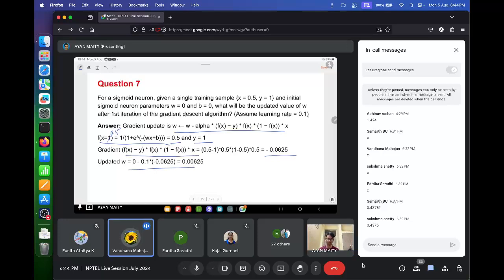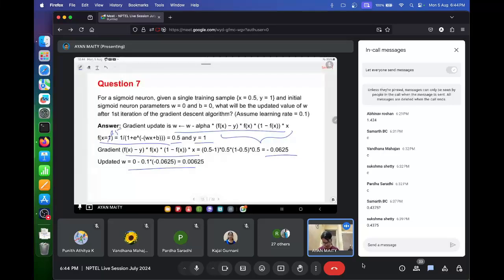Can you explain again how we got that gradient value? So this gradient, the derivative computation, is given in the video lectures, I think, isn't it? Yes, this formula is already derived in the video lectures.